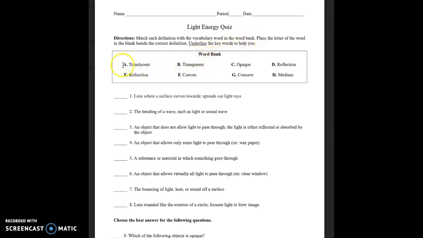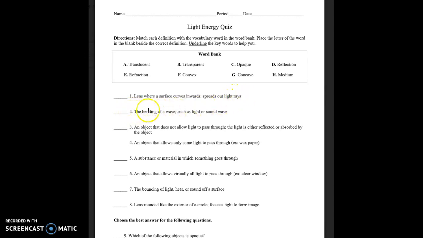Word bank. A. Translucent. B. Transparent. C. Opaque. D. Reflection. E. Refraction. F. Convex. G. Concave. H. Medium. Number 1. Lens where a surface curves inward, spreads out light rays.